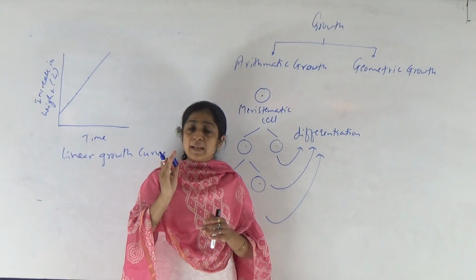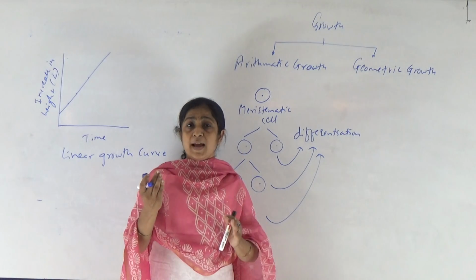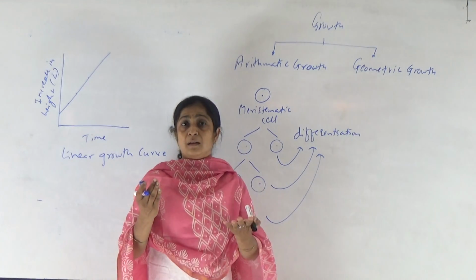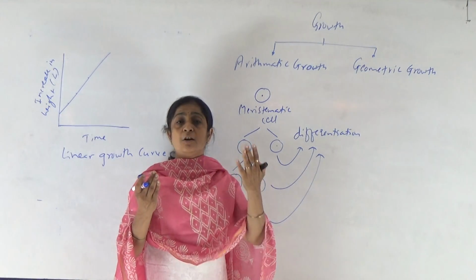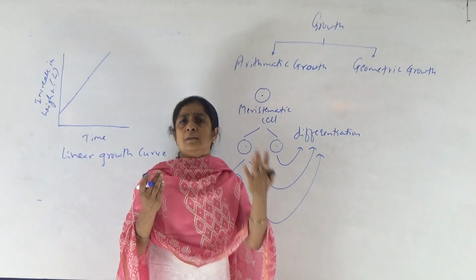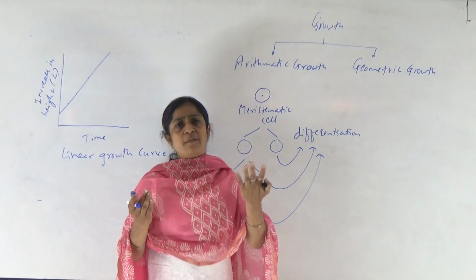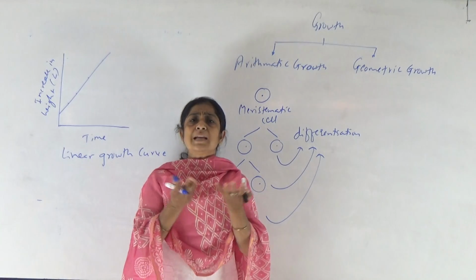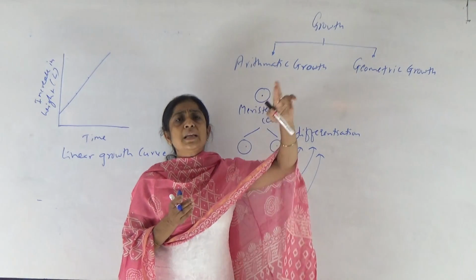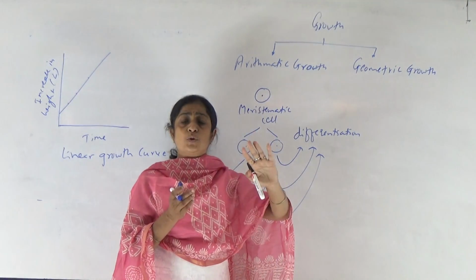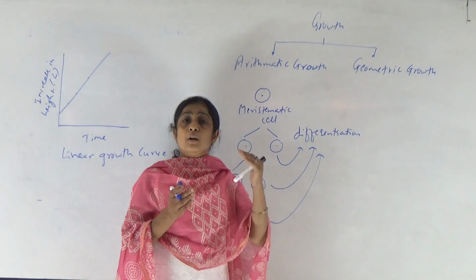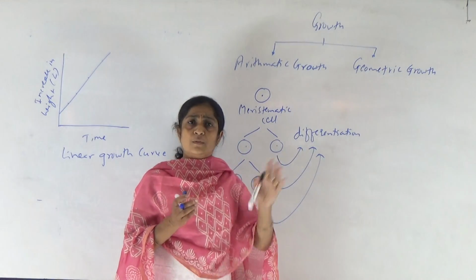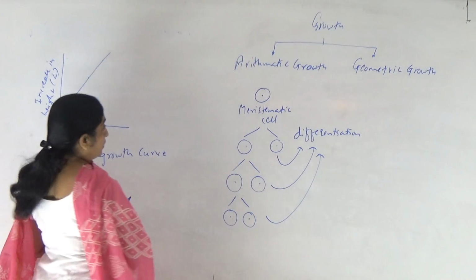So there is an increase in the number of cells as well as an increase in the growth, that is especially in terms of height, length, then diameter, surface area, that occurs simultaneously. So a continuous increase in that plant part is observed, if suppose we are measuring the growth in terms of length. So we will get a linear growth curve.